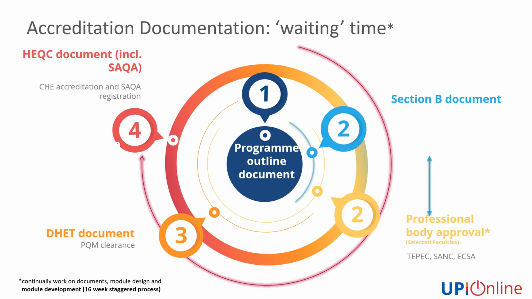Although we have our internal timelines to work towards, there are external factors which dictate the speed with which a program is SAQA registered. Currently, the Senate approval process takes 6 months. We are optimistic that this timeline will be reduced in the future. Only once we receive Senate approval can the professional body approval document be submitted for those programs where it's necessary.